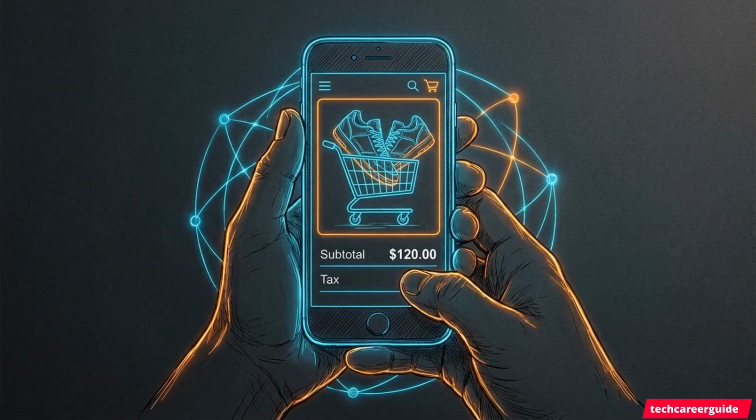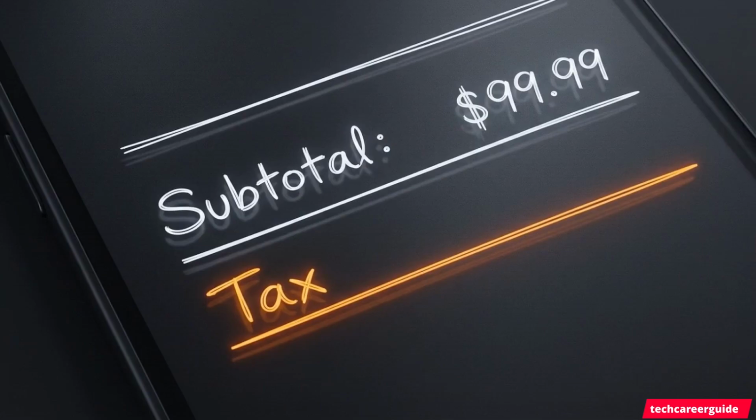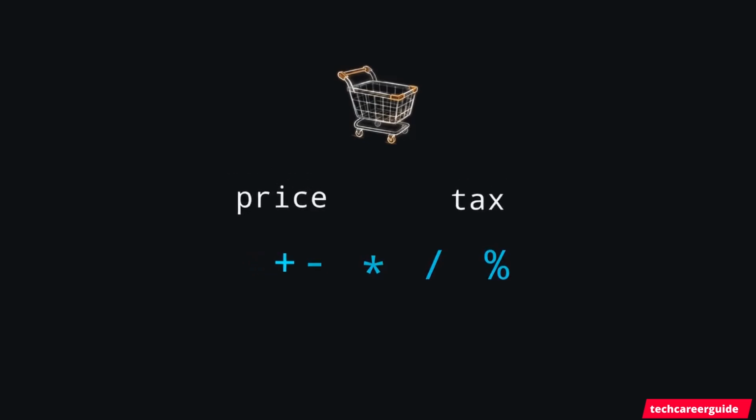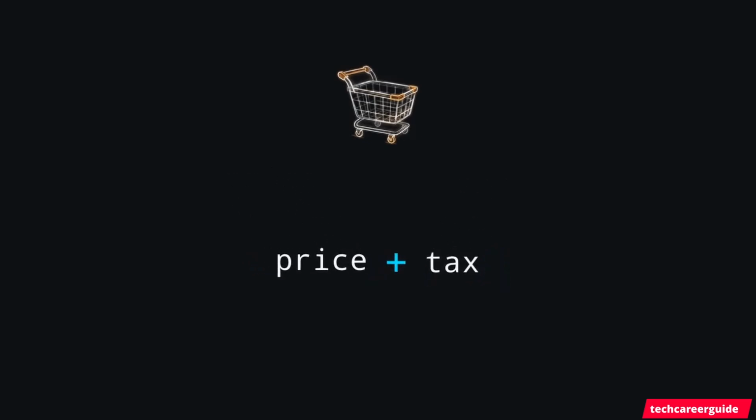Let's go back to that shopping app. Imagine you have a base price and you need to add sales tax to get the final bill. This shopping cart shows how we solve that. Java gives us standard arithmetic operators: addition, subtraction, multiplication, and division. When we place a plus sign between price and tax, Java combines those two values to create a brand new number. Now we have a total of 15, but we need to store it.